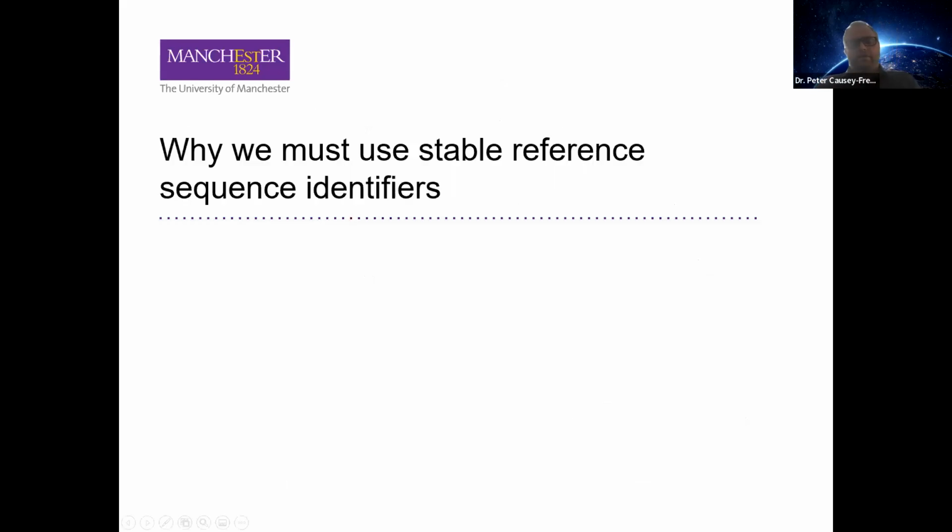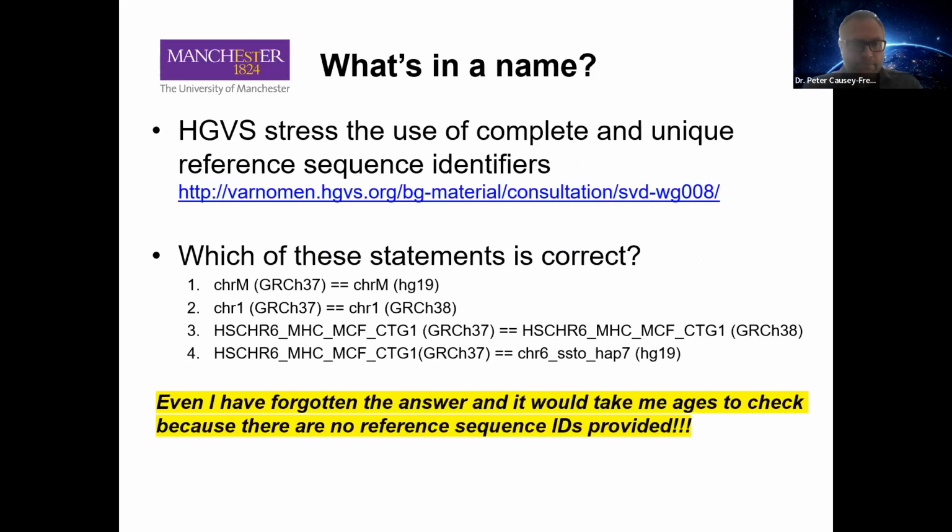So something about sequence identifiers. Now, this follows on from a point that Nikki was making earlier, about telling everyone what sequence would be used and the problems that occurred. So the next slide, please. One of the things the HGVS nomenclature stresses is that you should use the complete and unique reference sequence identifier. Ideally, provide it with your description, but at least enclose it in the document that you're writing. This is essential.